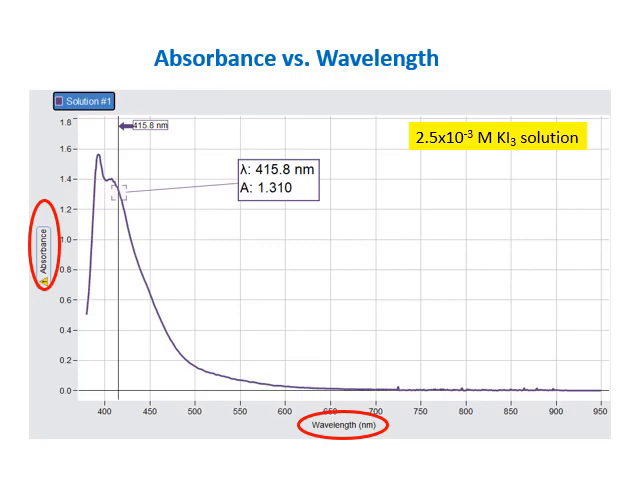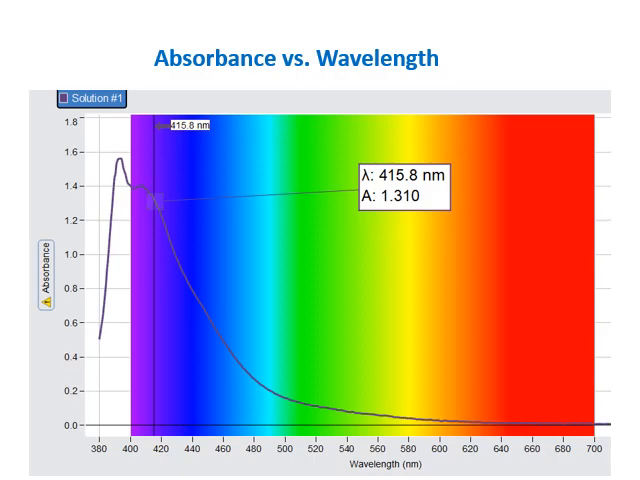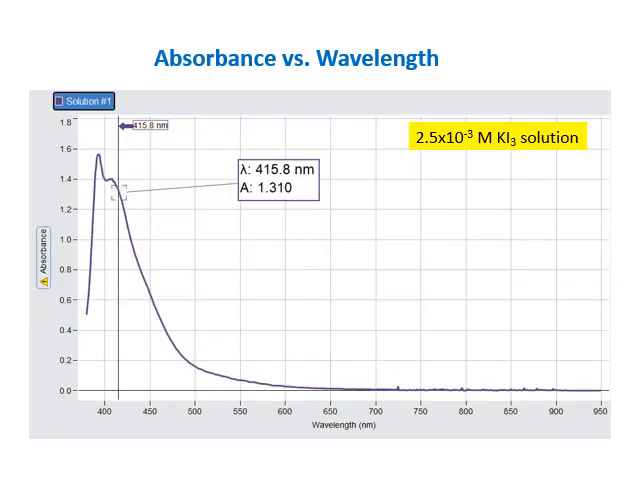If we overlay the color spectrum onto this plot, we see that the potassium triiodide solution absorbs the strongest in the blue region of the spectrum. This means that the blue light is not reaching our eyes, which is why we observe the solution to have a yellow color. For this experiment, the experimenter chose to monitor the absorbance of light at 415.8 nanometers. The stock solution had an absorbance value of 1.310 at this particular wavelength.